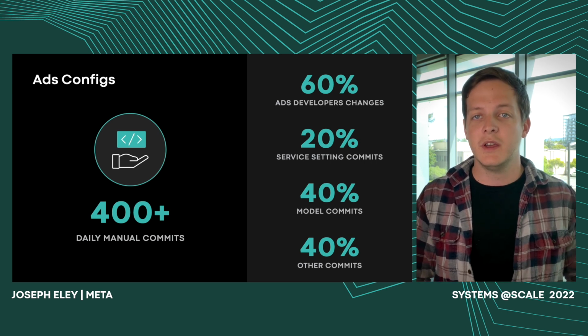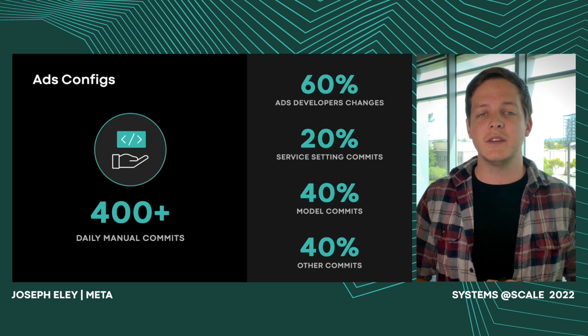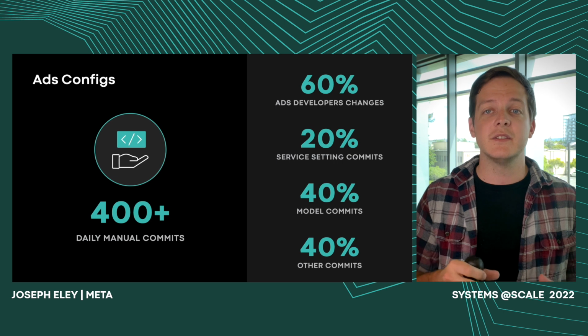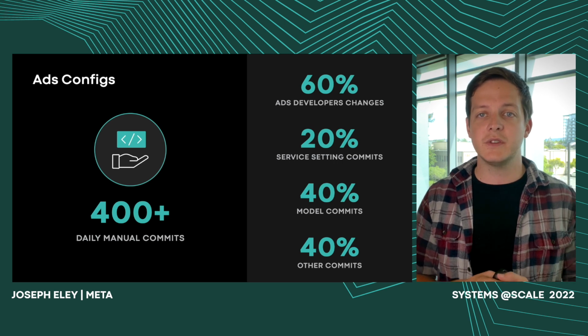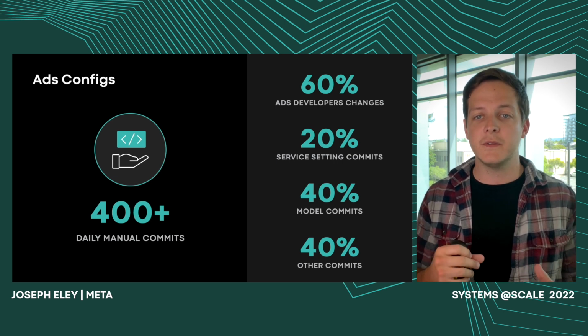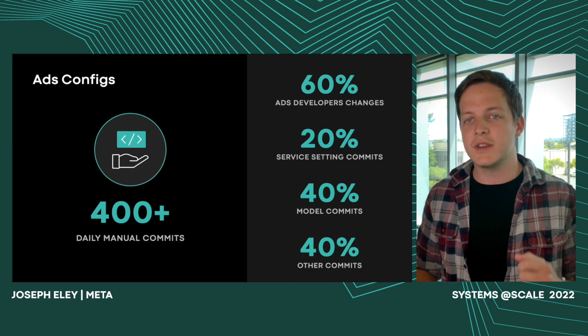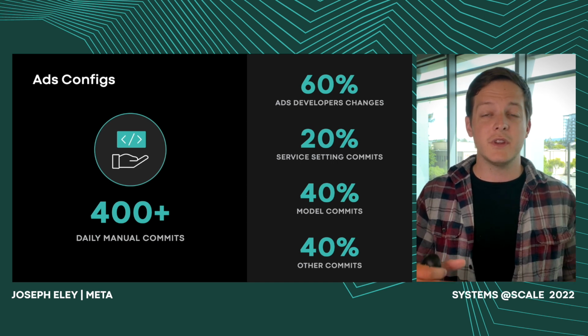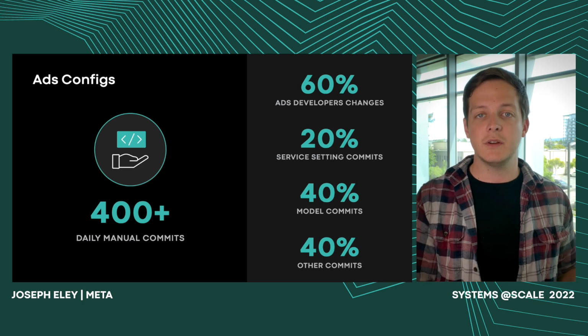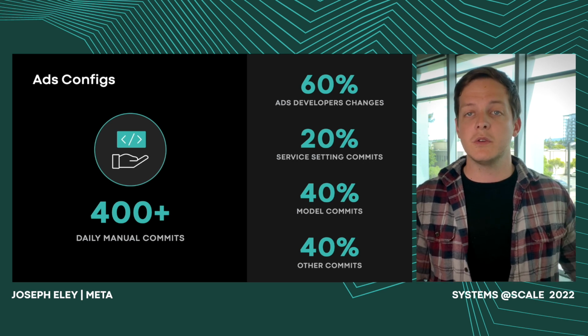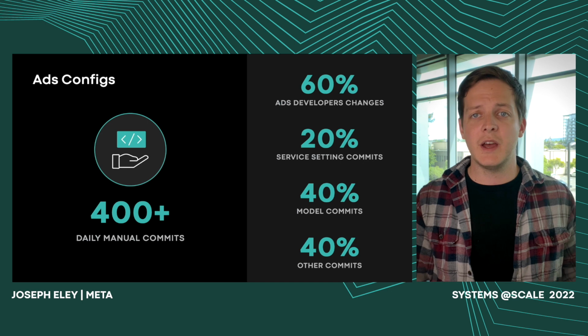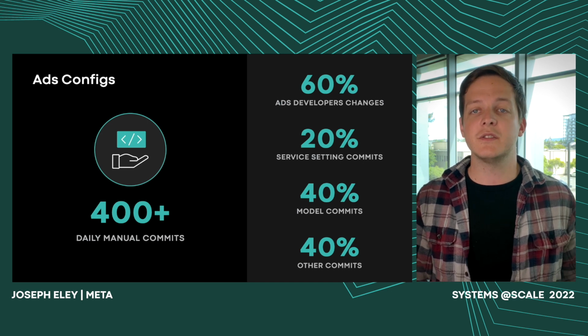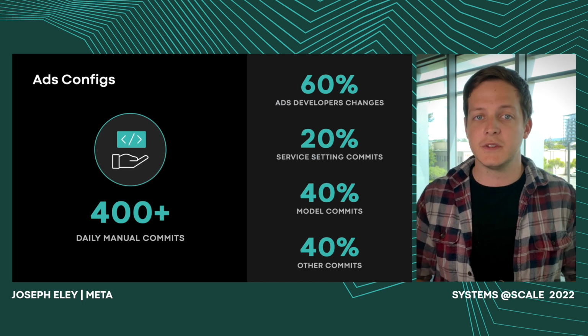One of the challenging things with that is that only 60% of the changes are actually from ads developers. Our systems are very complicated and use a lot of different libraries like routing libraries, caching libraries, logging libraries. And all of those libraries consume configs that are modified and owned by other parts of the company. And we have to make sure that those are tested just as well as our own ads configs.